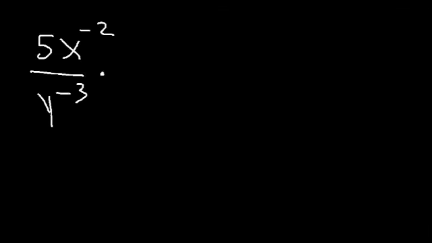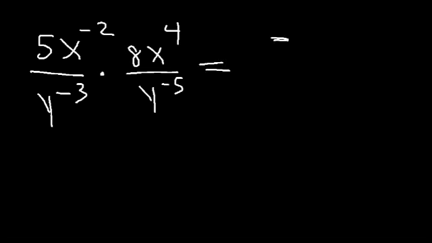Now let's say you get an expression that looks like this: 5x to the negative 2 divided by y to the negative 3, times 8x to the 4 divided by y to the negative 5. What's the answer to this particular problem? The first thing I would do is try to get rid of the negative exponents.